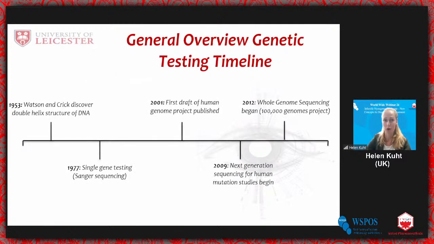So here's a very simple overview of some of the key historic milestones that we've reached so far with genetic testing. Back in 1953, the discovery of the DNA double helix structure was made, and approximately 25 years later, Sanger sequencing, which describes testing for single genes, was introduced. The first published draft of the human genome occurred in 2001, and in 2009, next generation sequencing studies for humans began. And then it was only in 2012 that whole genome sequencing was introduced through the 100,000 Genomes Project.